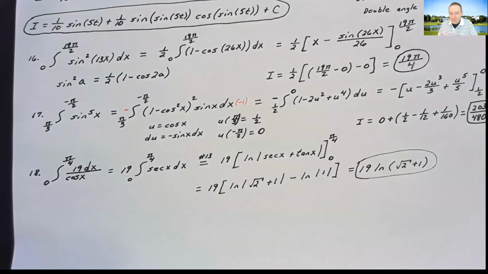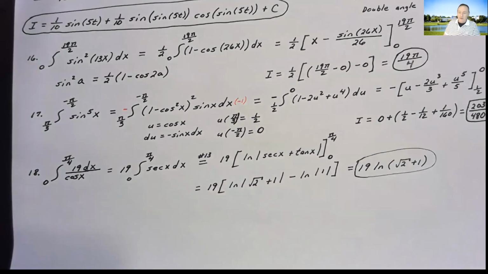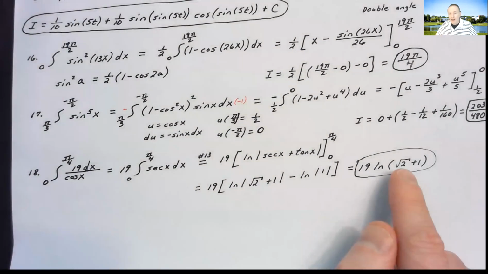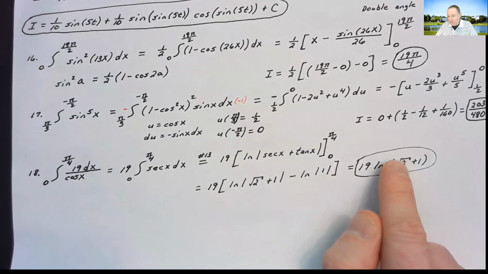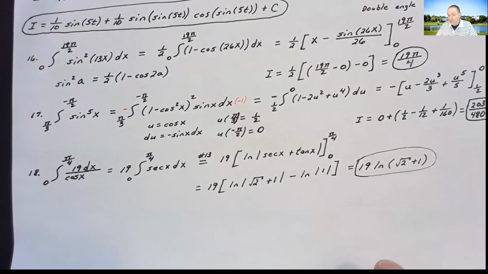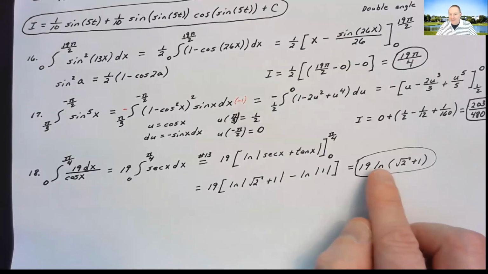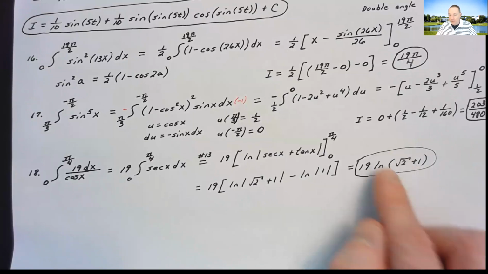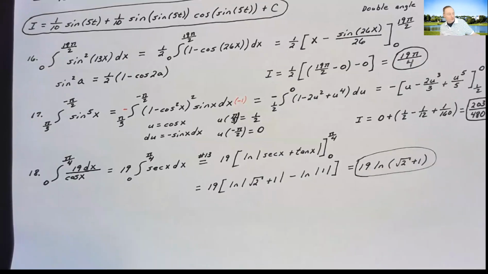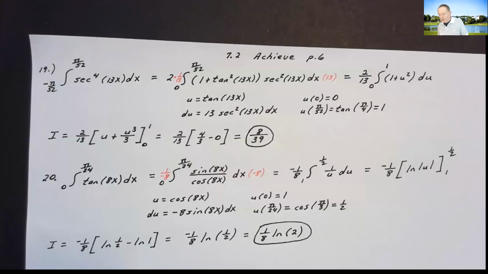Now, something I do want to remind you here, I was saying you don't need the absolute value, and in fact, you shouldn't put it. I think if you try to put an absolute value around this one, Achieve will count it wrong. It really shouldn't count it wrong, but it does. So 19 natural log of, remember, just the group, the square root of 2 plus 1. No absolute value needed there.